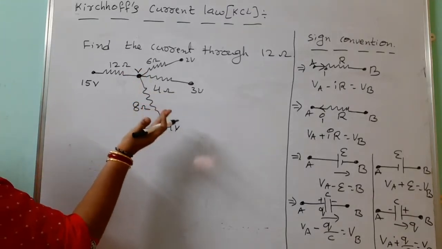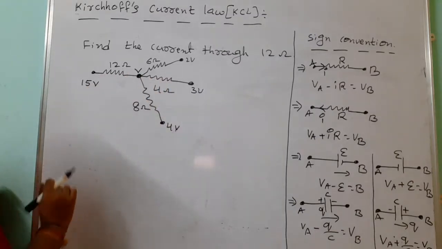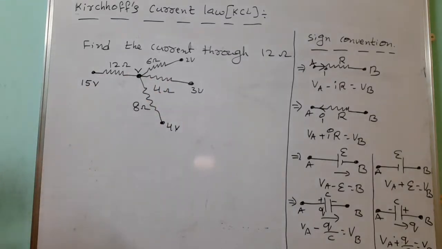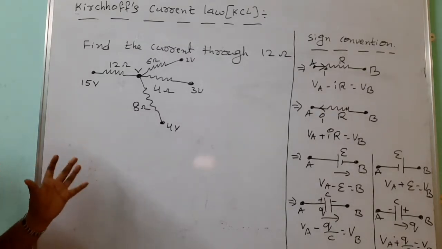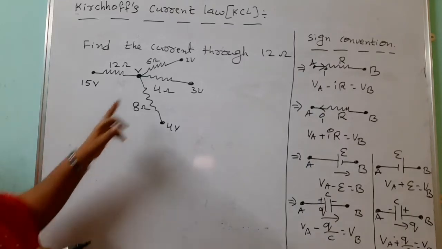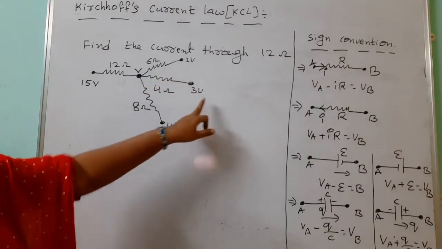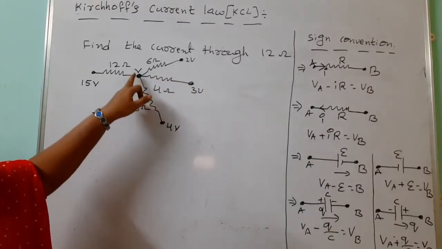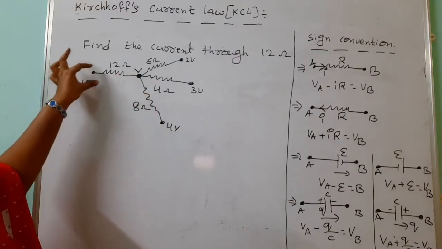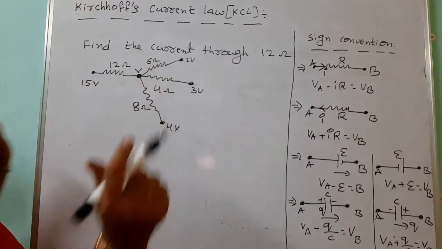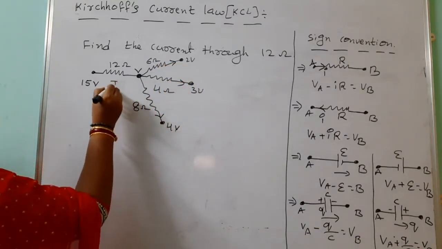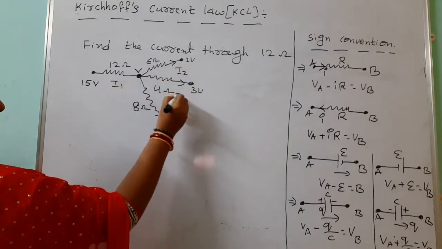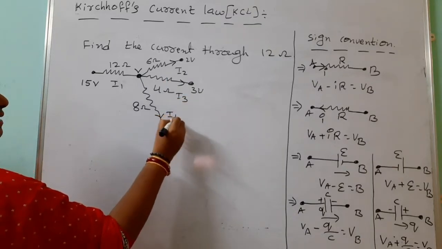From Kirchhoff's law, we know that incoming current equals outgoing current. From the figure, they haven't given any incoming currents. Based on the potential only we can decide. See here 2 volts, here 3 volts and here 4 volts, and we should consider V. Current flows from high potential to low potential, so you can consider all as outgoing currents. This is I1, this is I2, this is I3 and this is I4.